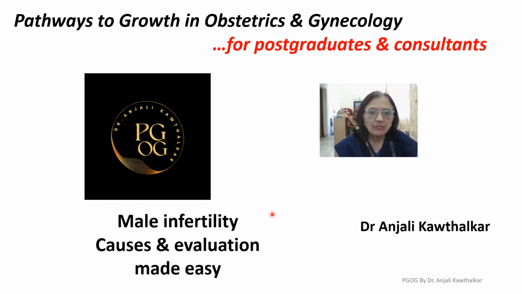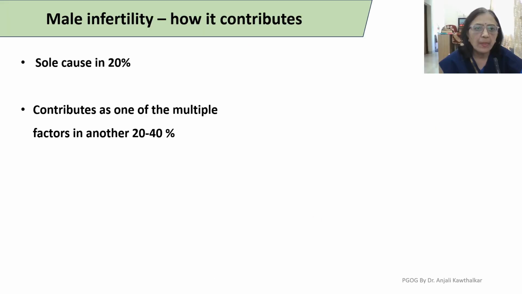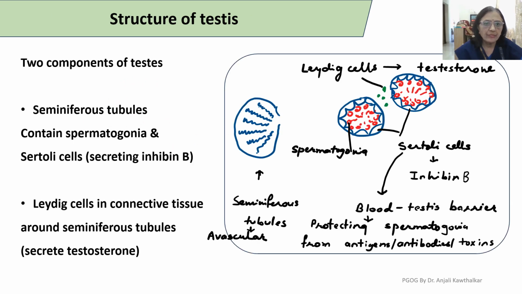Similarly, for postgraduates, it is usually asked as a theory question in the examination, and many times even students find it difficult to approach the subject. That way I have tried to make the topic as easy as possible. Male infertility as a sole cause is found in around 20% of cases of infertile couples, whereas it contributes as one of the multiple factors in 20 to 40%.